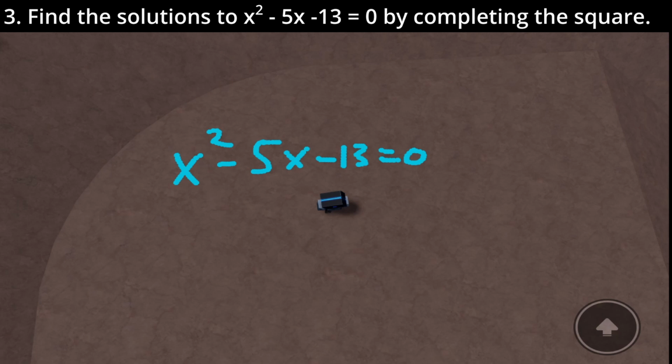Here we have x squared minus 5x minus 13 is equal to 0. To solve this by completing the square, I'm going to add 13 to both sides.